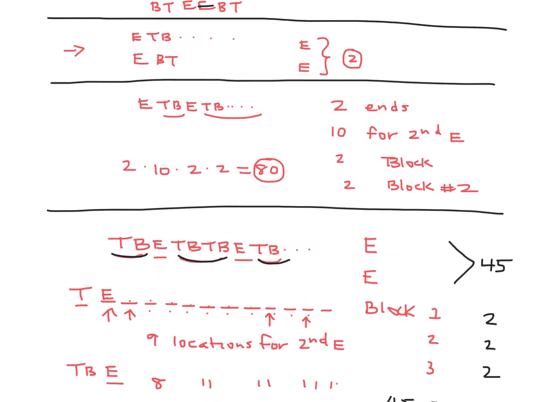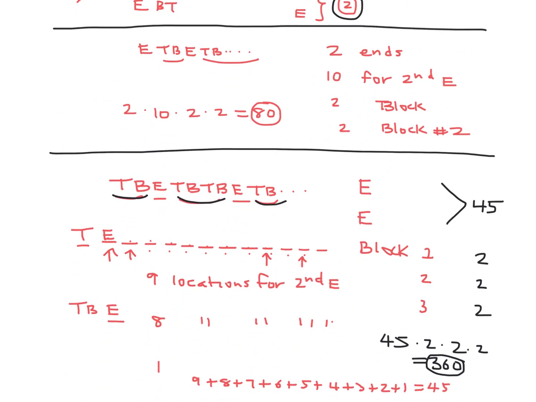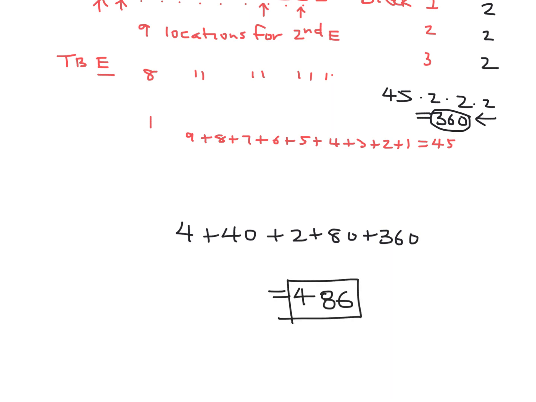So now we got to add it all up. So we got this 4. We have this 40. This 2. This 80. And this 360. So when you add it all up, we had 4 plus 40 plus a 2 plus an 80 plus a 360. And when that is all added up, it's 486. And that is the answer to this question.